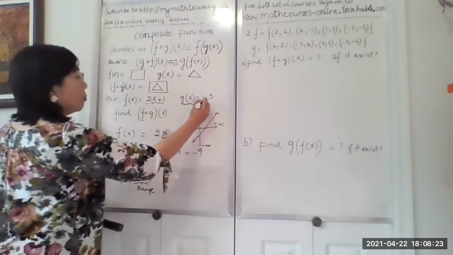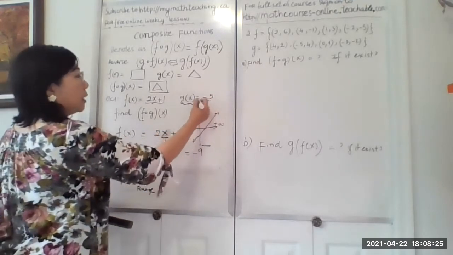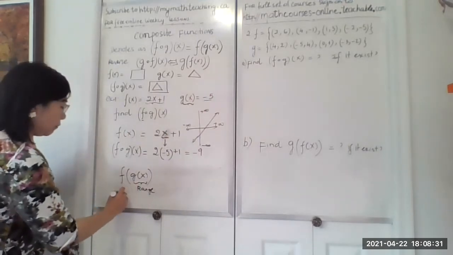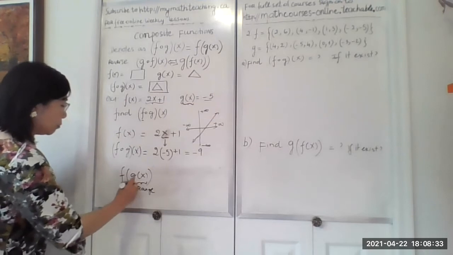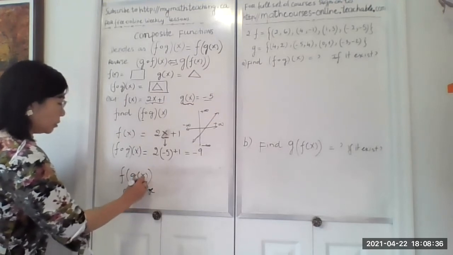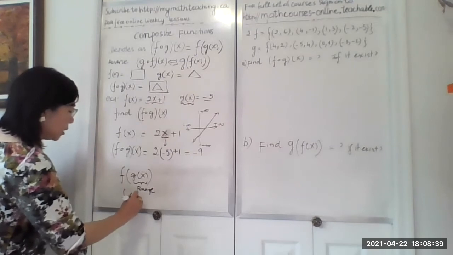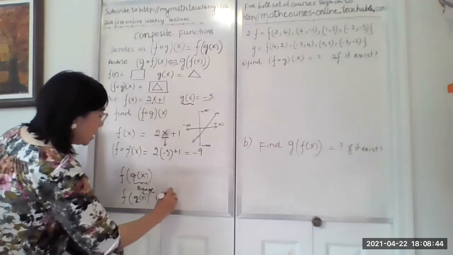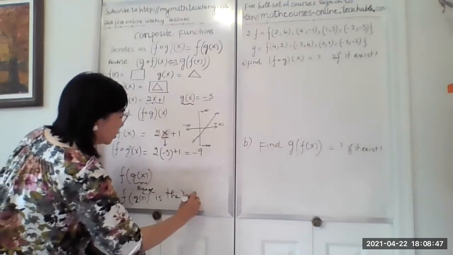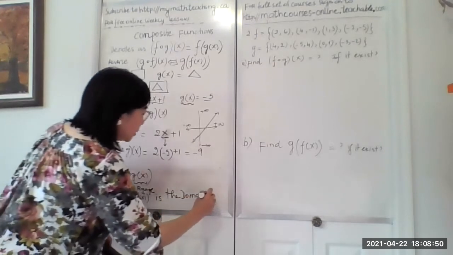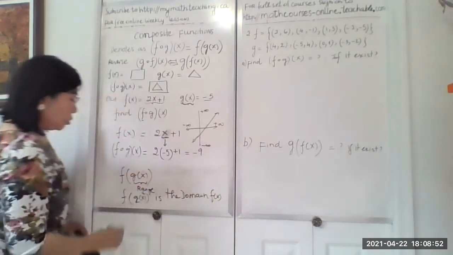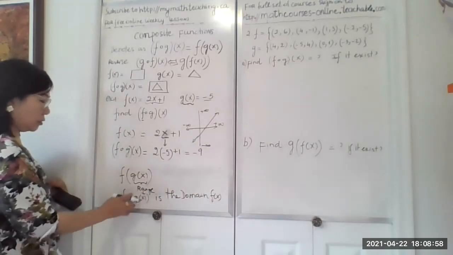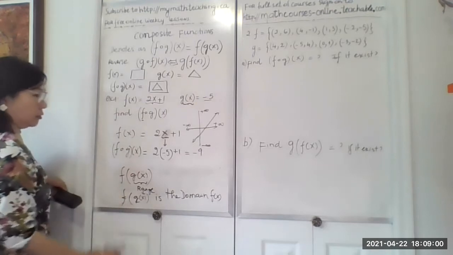Because g of x could be equal to minus 5. So minus 5 here is the range of g of x. And therefore, when we have a composite function f of g of x, it turns out the range of g of x is the domain of f of x. So the range of the inner function is actually the domain of the outer function.